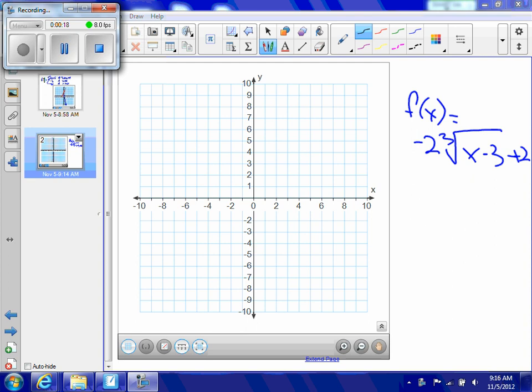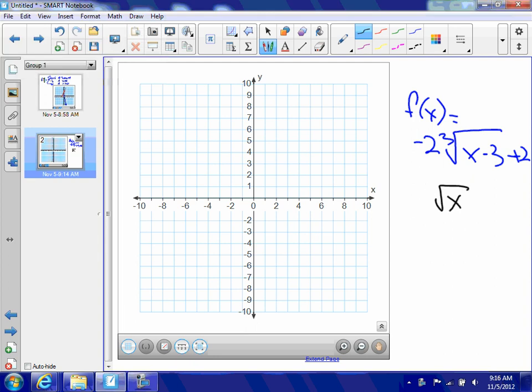So I want to start with my parent function. What's my parent function here? Cube root, very good. So my parent function is the cube root of x, and I know what that looks like because I know my library of functions. But just to make it a little bit accurate on the piece of paper here, I know that it has 0, 0. I know that it has 1, 1. And I know that it has 8, 2, because the cube root of 8 is 2. And I'd have to go all the way out to 27 to get to 3.